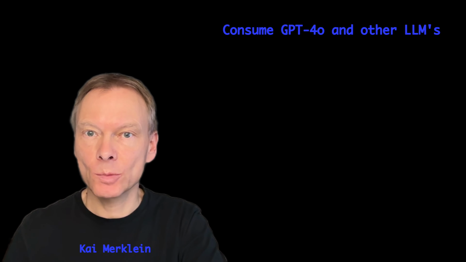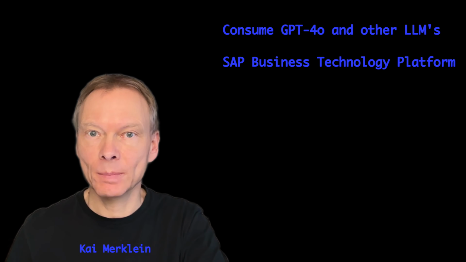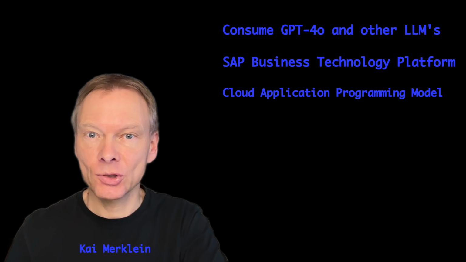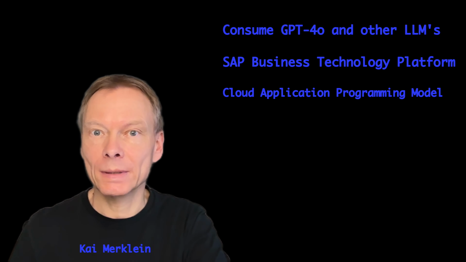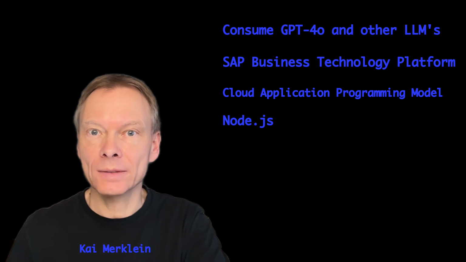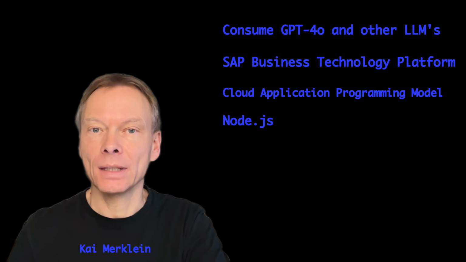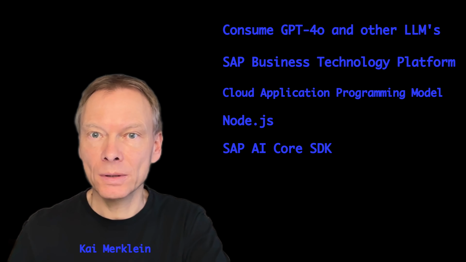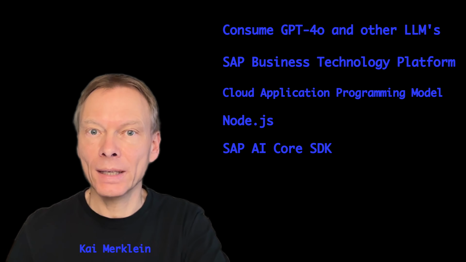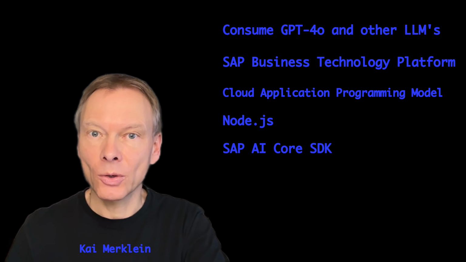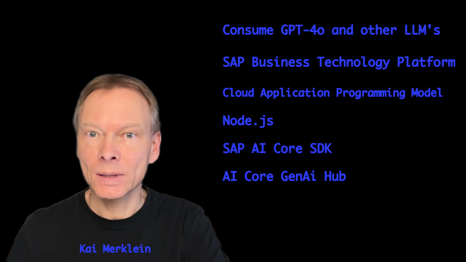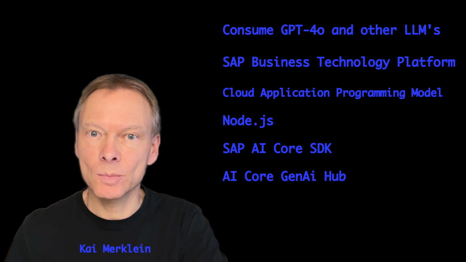In this tutorial I would like to share with you how we can access large language models like, for example, GPT-4o on SAP's Business Technology Platform. We will build a small and simple CAP application. CAP is the Cloud Application Programming Model. We will use the Node.js variant. We will use the SDK for AI Core to actually connect to AI Core. And within AI Core, we will use the Generative AI Hub, which allows us to access large language models on SAP BTP. And now, let's have fun with coding.